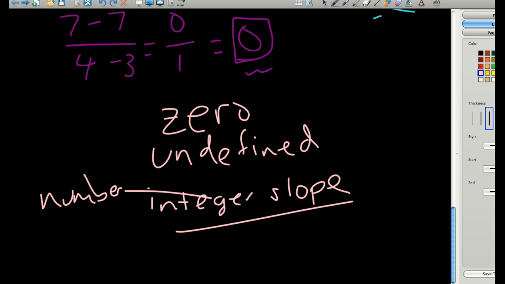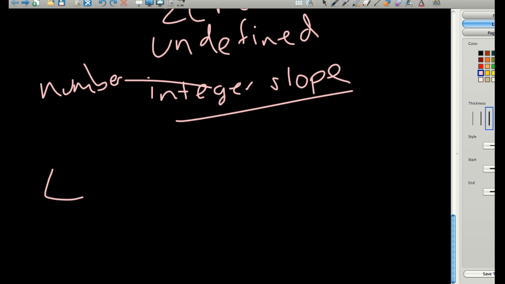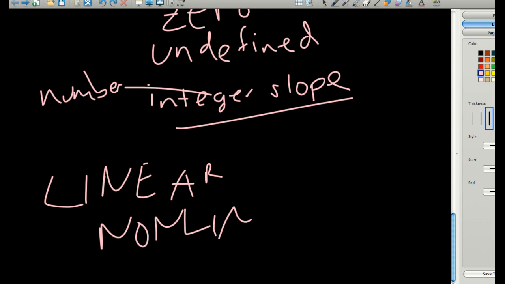That's really all I have for this part. In the next part, we'll look at examining linear versus nonlinear equations. That will be quite easy and quite fun.